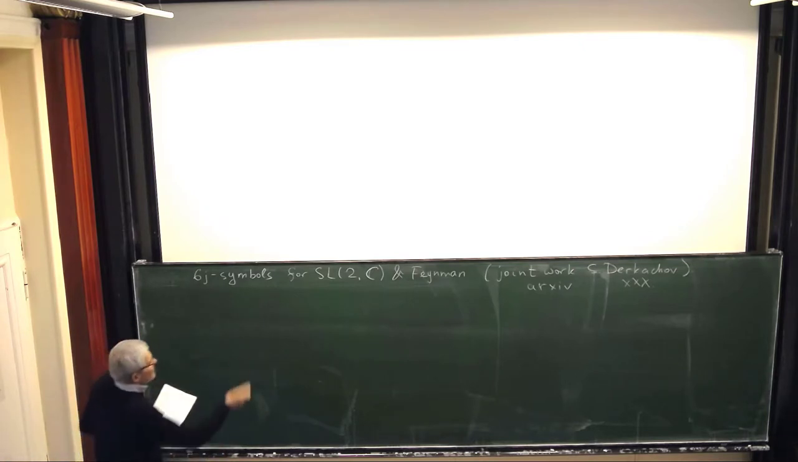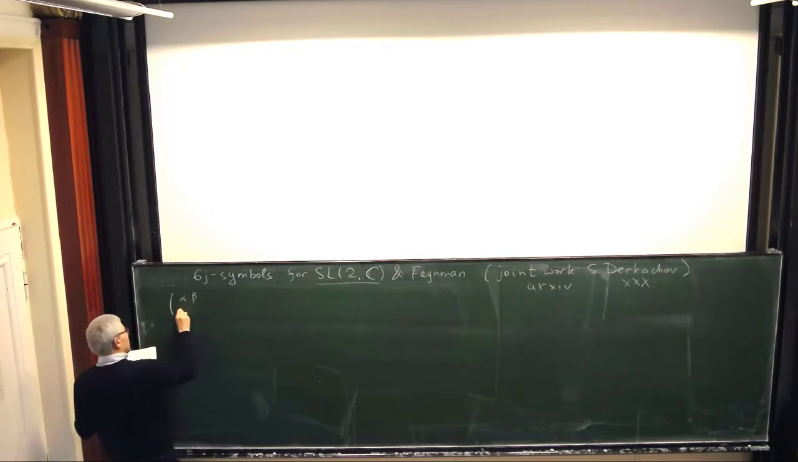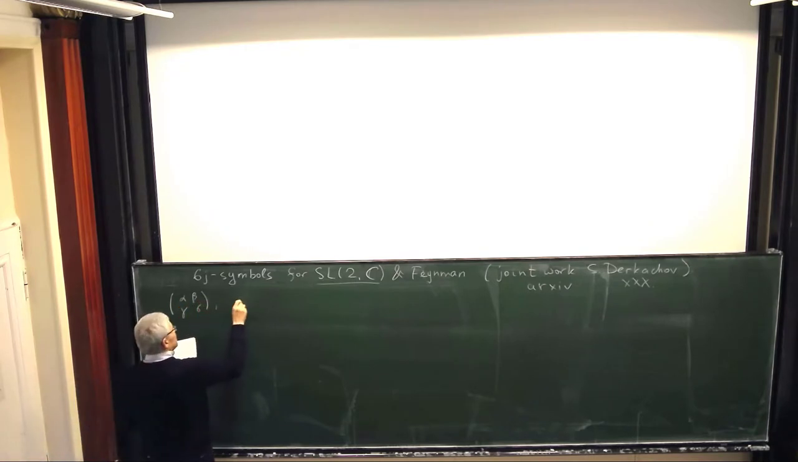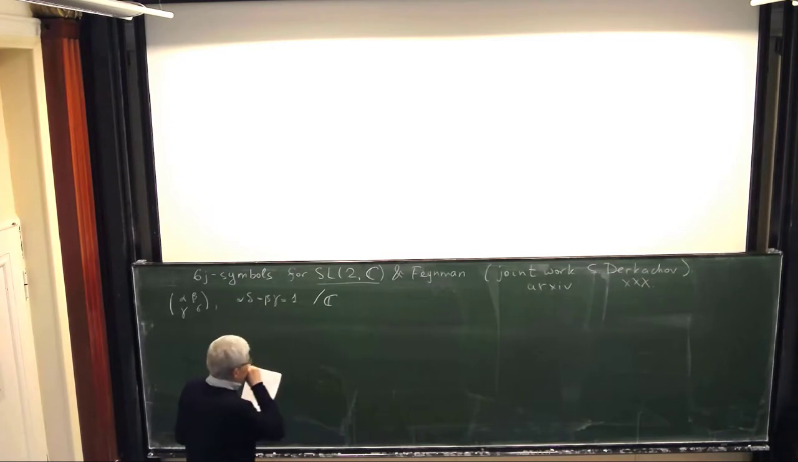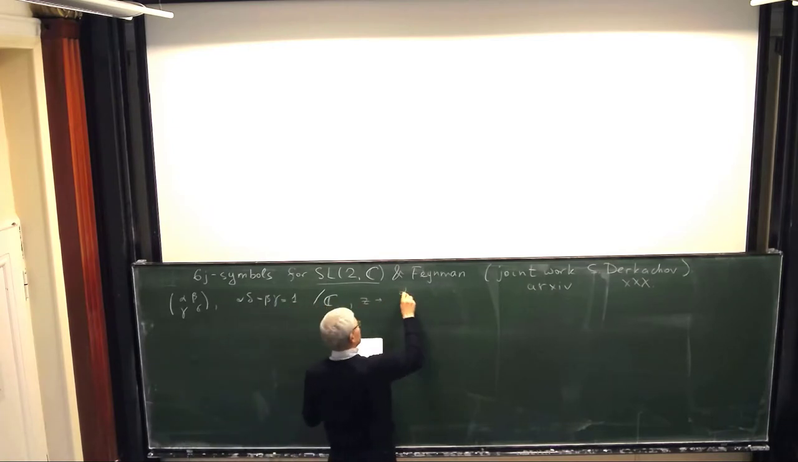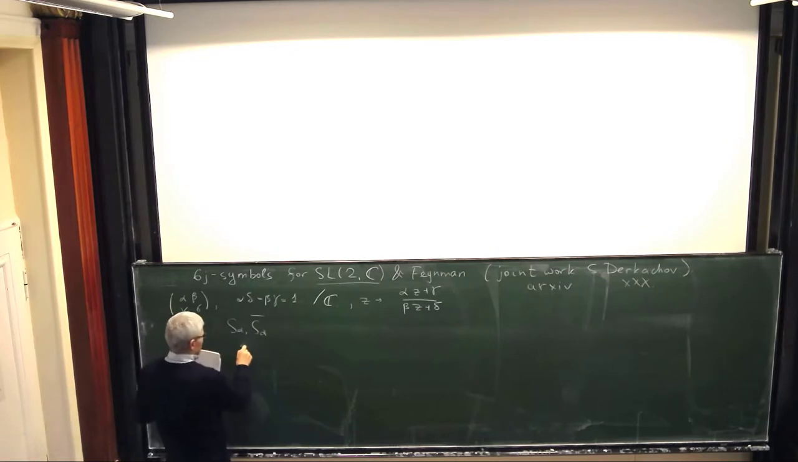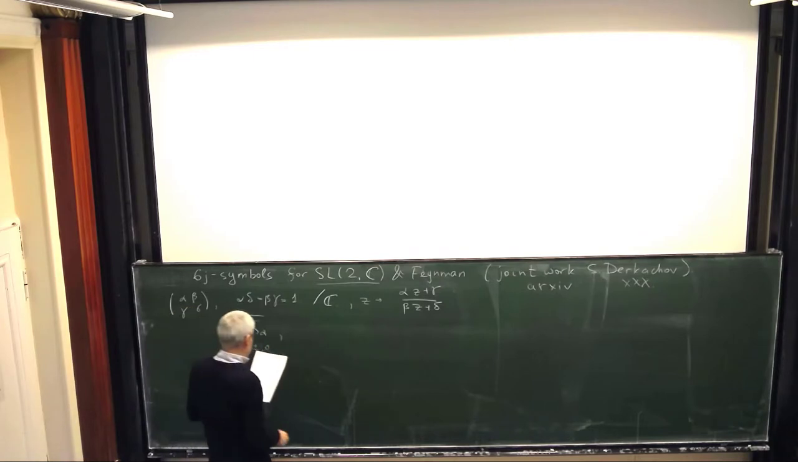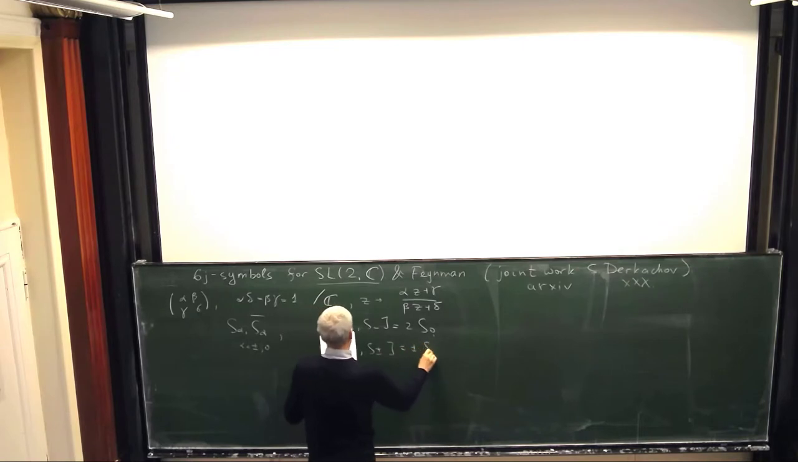Okay, let me start by reminding certain things about this group. As usual, the 2x2 matrices with complex entries, such that the determinant is 1, so everything is over C. And as usual, it's realized in that way. The algebra of this group is generated by two sets of generators. The commutator of the plus and minus is highlighted this way, and the commutator of S naught with plus or minus equals plus or minus S plus or minus.